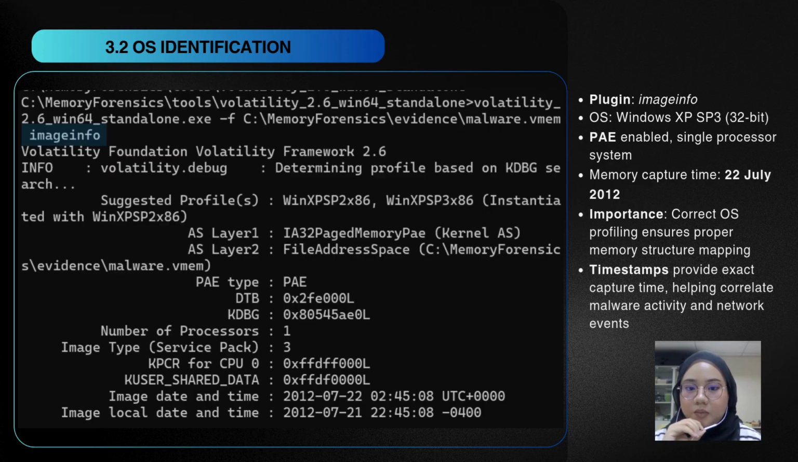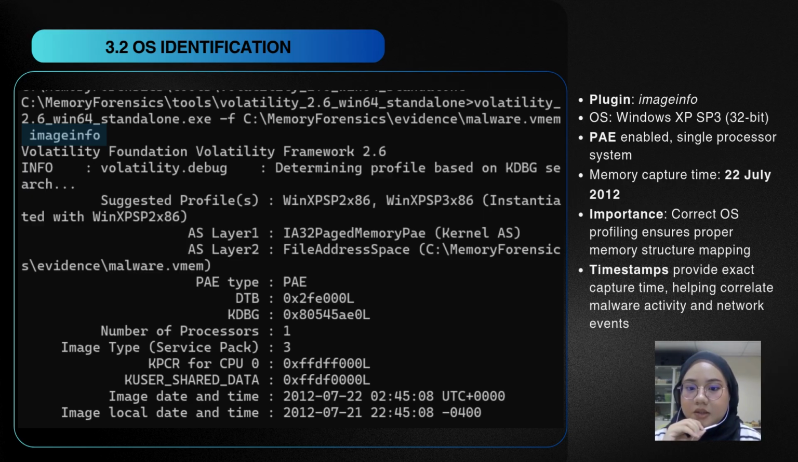So this is the output of imageinfo. Based on my observation, the operating system here is Windows XP Service Pack 3 32-bit x86. Memory architecture here is PAE enabled and a single processor system. System time: the memory was captured on 22 July 2012, consistent with Cridex era malware.